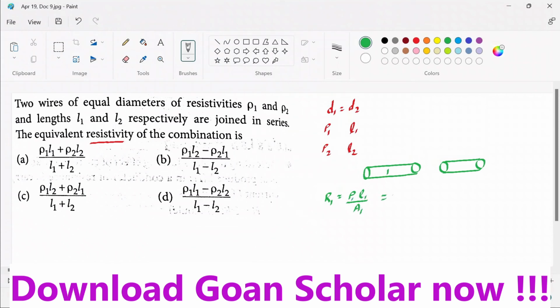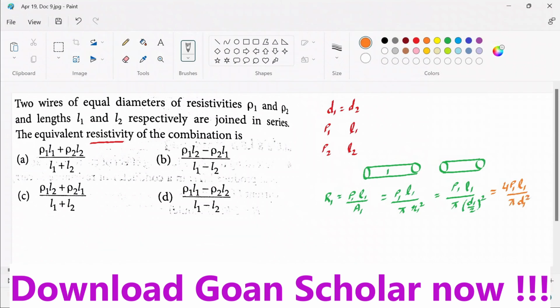So this will be rho 1 L1 upon area pi R square. And what is R? Let me keep it R1 square, and let me substitute now here rho 1 L1 upon pi. Resistance is what? Radius is what? Diameter D1 divided by 2 whole square. Correct? So what will be our resistance? 4 times rho 1 L1 upon pi D1 square.